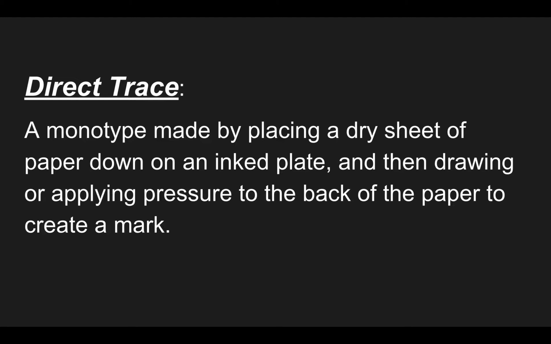From our monotype section, we can remember a direct trace. A direct trace is a monotype made by placing a dry sheet of paper down on an inked plate and then drawing or applying pressure to the back of the paper to create a mark. I think this was one of the first processes that we started with.